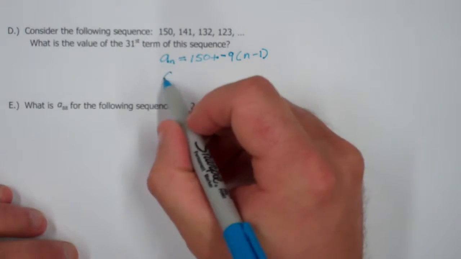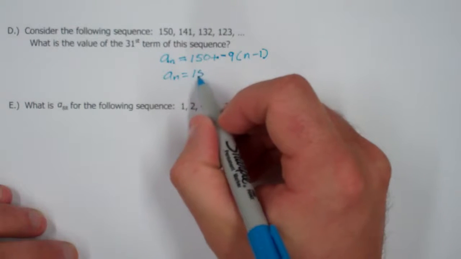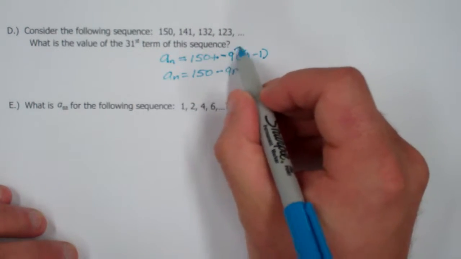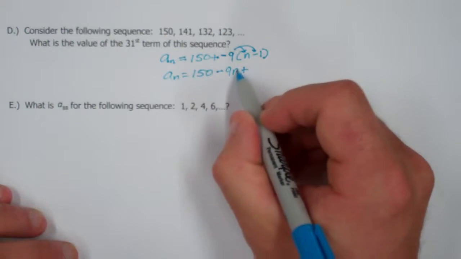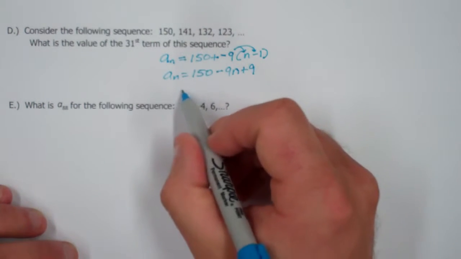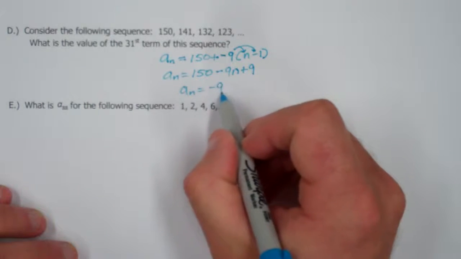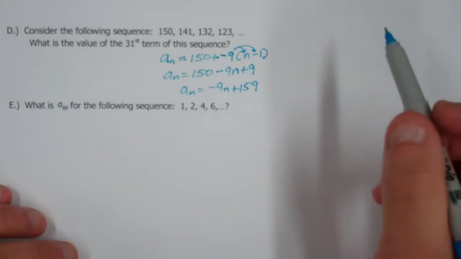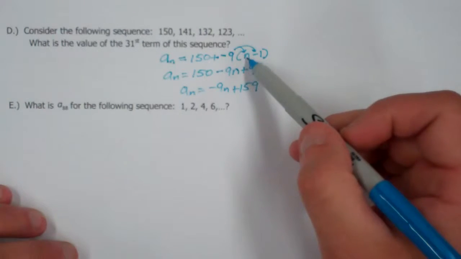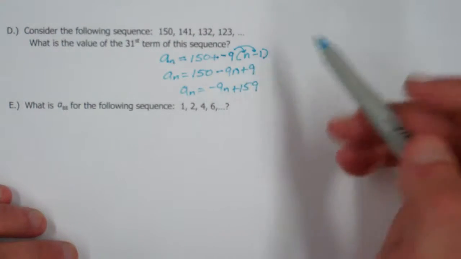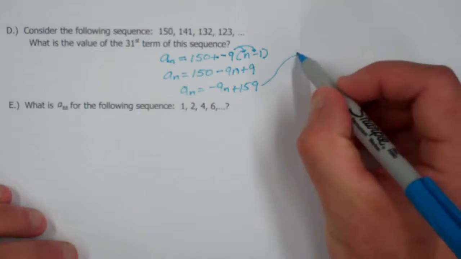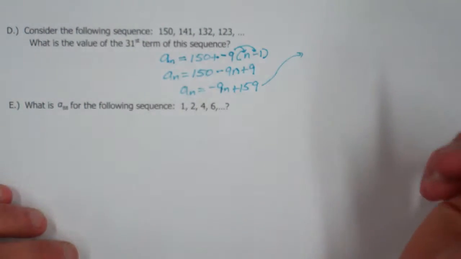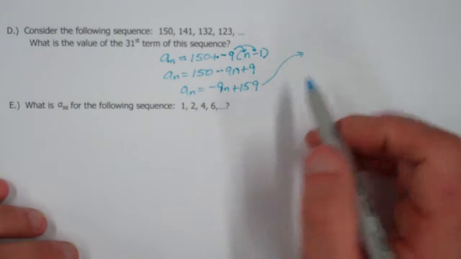And if we write our formula here, we've got 150 minus 9n, I'm using the distributive property now, plus 9. And a sub n is equal to negative 9n plus 159. We didn't really have to write a formula for this one, so you could just plug 31 in for n right away. That would be fine too. But we can do it right now, and if you ever have to list the formula for this one, sometimes it's called the general term, then now you know how to do that.